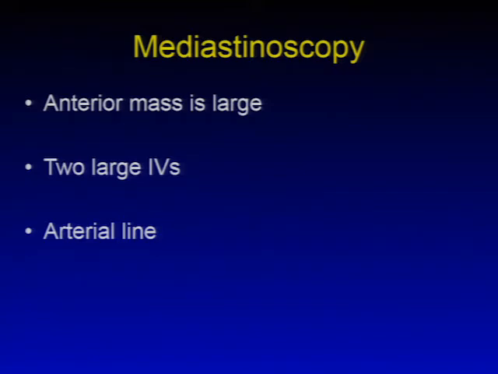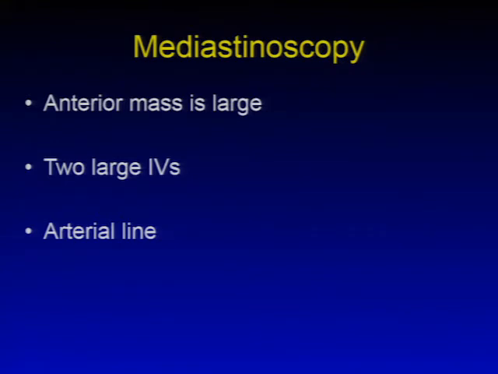If the patient is presenting for a mediastinoscopy, and this is generally done when patients have some sort of tumor that they're looking to see whether or not it has spread to the mediastinum, or if an anterior mediastinal mass is large and they want to continue to take some sort of biopsies with a mediastinoscope. Certainly 2 large bore IVs, possibly even a central line for those larger cases, and also an arterial line.